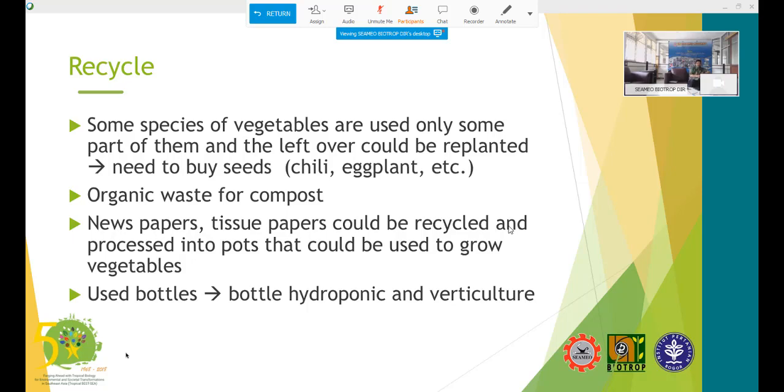Organic waste can be used for compost. Newspapers and tissue papers could be recycled and processed into pots, and those could be used to grow vegetables. And used bottles can be used for hydroponics and verticulture. You can go to the internet and type bottle hydroponics, and you will find so many creations of how to make hydroponics using used bottles.